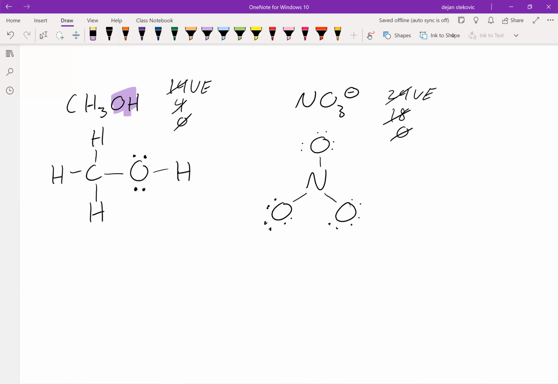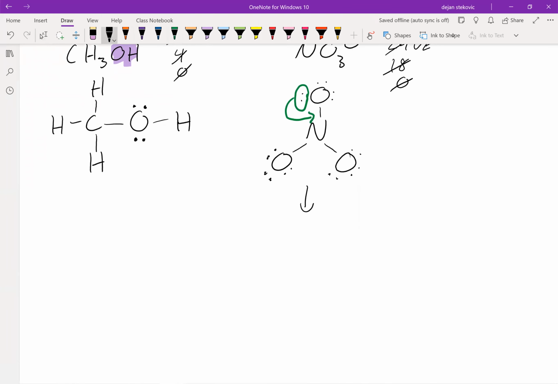All the oxygens have their octet, but the nitrogen only has 6 valence electrons. So it needs 2 more valence electrons, and no more than 2, just 2. So what we need to do is pull one of these lone pairs and make it a double bond. So in this case, I'll choose this top one. Since they're all oxygens, it doesn't matter which one you choose. And now we have our 8 valence electrons around this central nitrogen.